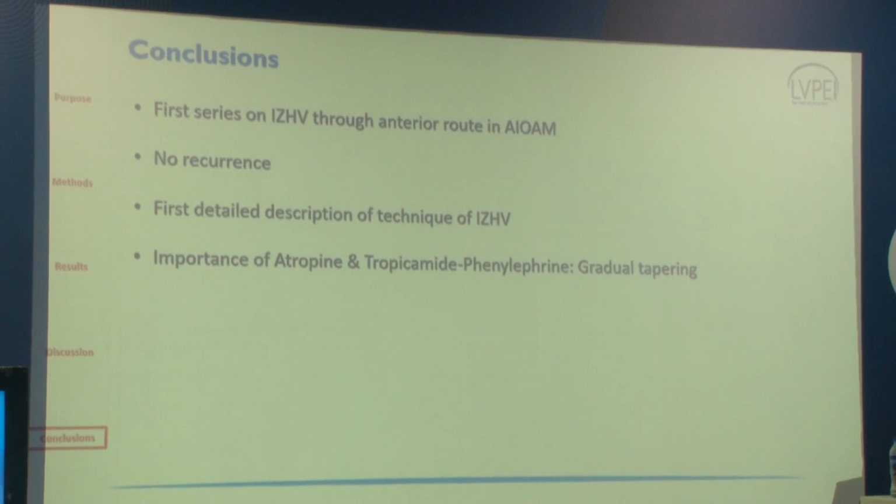The strengths of the study are that this is the first series on IZHV through anterior route in acute intraoperative aqueous misdirection. This has been published for chronic aqueous misdirection, but not for acute setting, and none of the patient record showing the efficacy of the procedure.